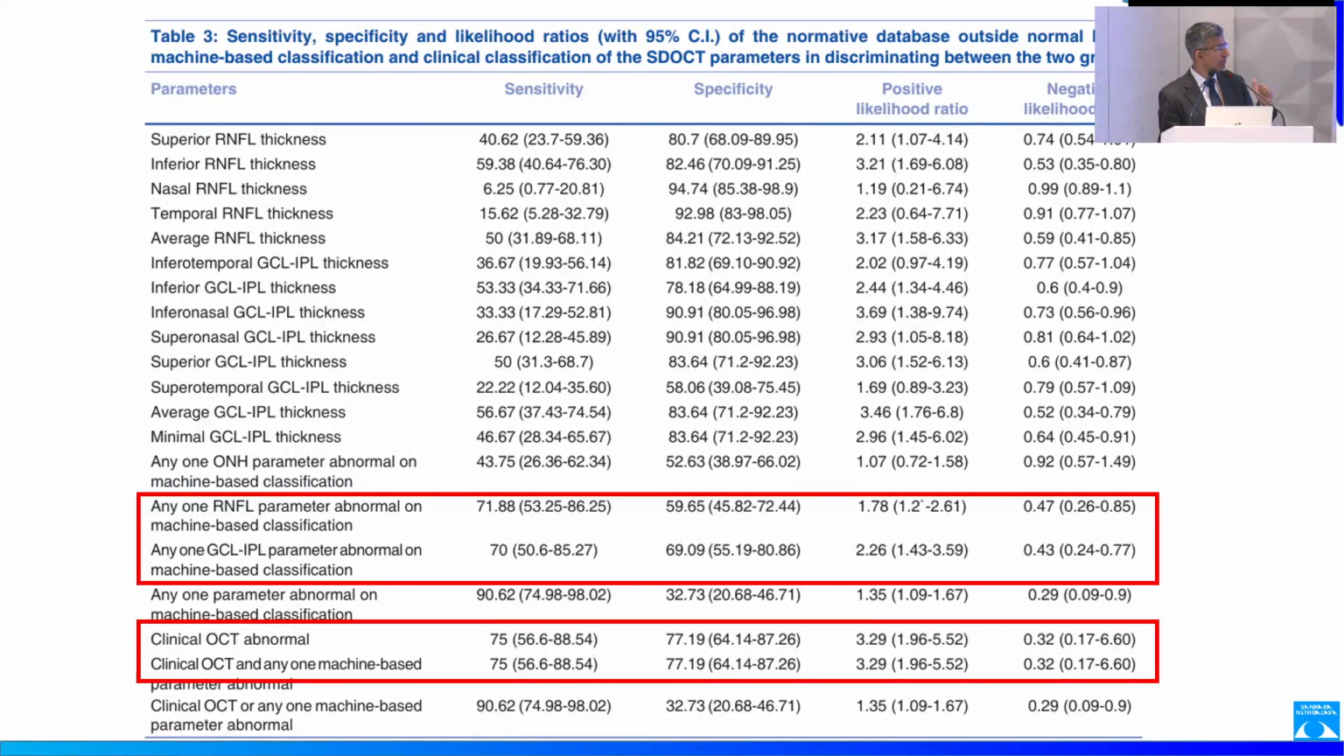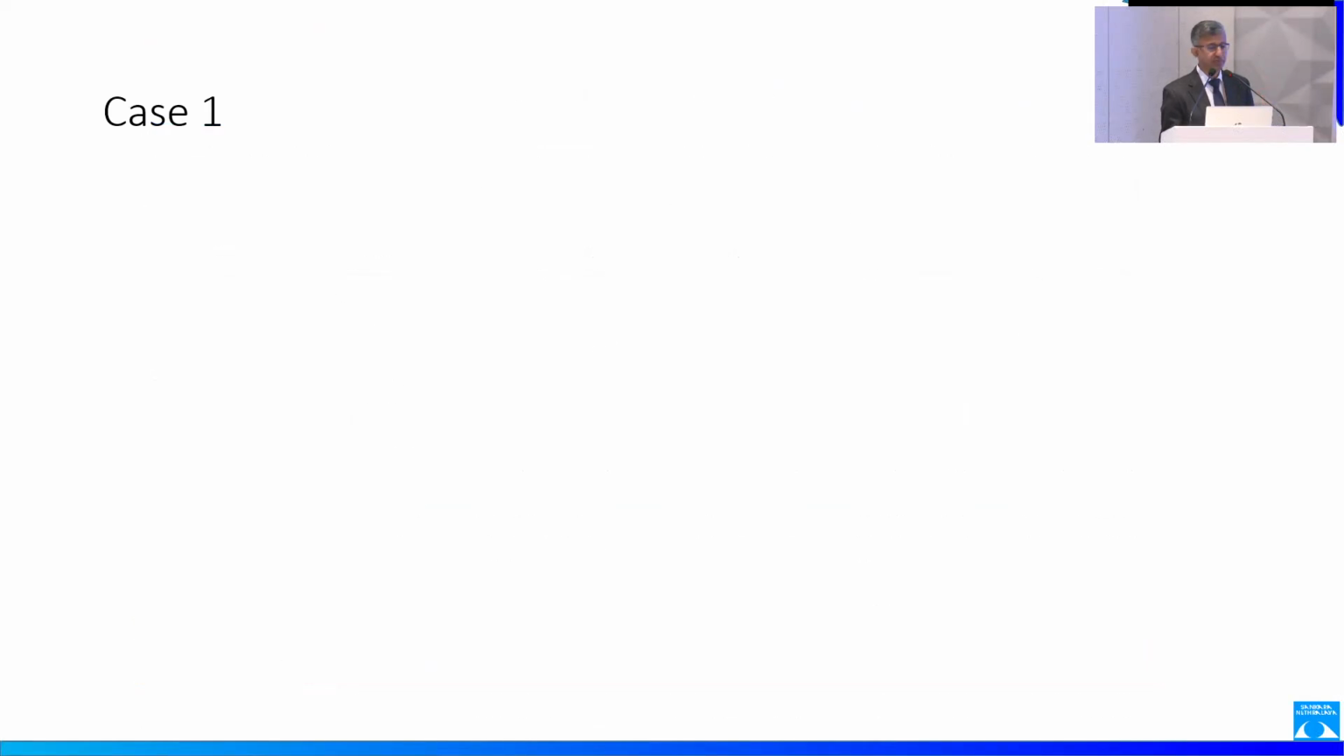And when you put this together, the likelihood ratio of a positive or a negative test was such that if you look at only a clinical OCT, which the clinician considered abnormal, you increase the chances of that patient having preperimetric glaucoma by 25%. If it was negative, you reduce the risk by 25%. So it had actually fairly good discriminative capacity when you looked at the maps more than just the numbers alone. So I'm going to walk you through a few cases now.